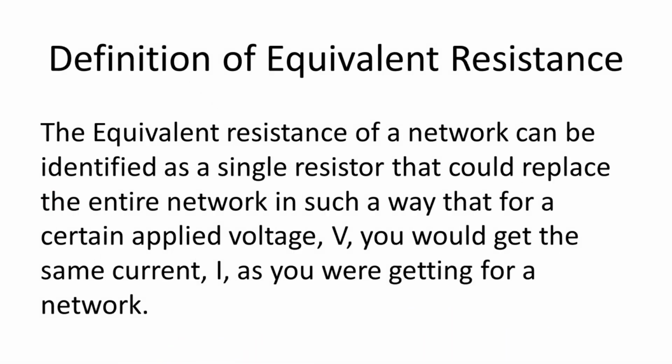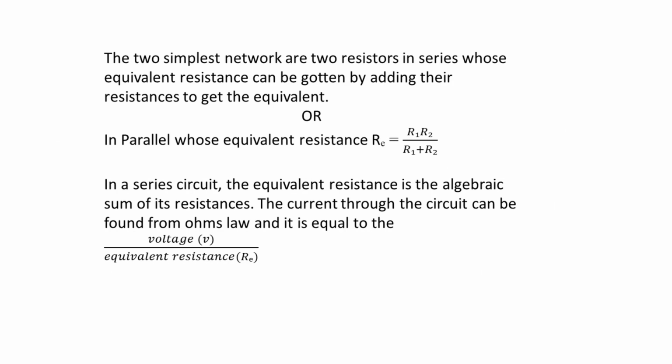Now let's go to the definition of equivalent resistance. The equivalent resistance of a network can be identified as a single resistor that could replace the entire network in such a way that for a certain applied voltage V, you get the same current I as you were getting for the network. The two simplest networks are 2 resistors in series, whose equivalent resistance can be gotten by adding their resistances, or in parallel, whose equivalent resistance R subscript E is equal to R subscript 1 times R subscript 2 over R subscript 1 plus R subscript 2.